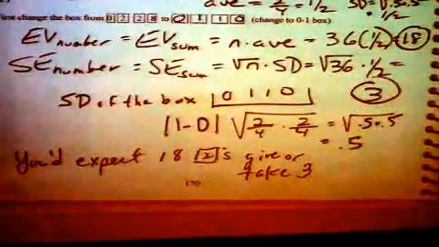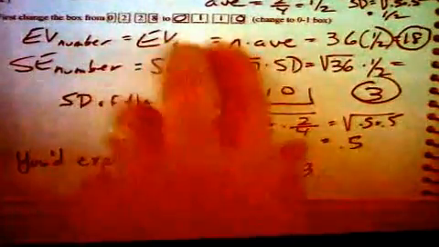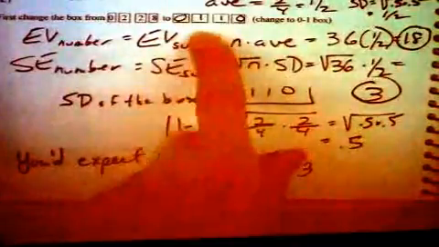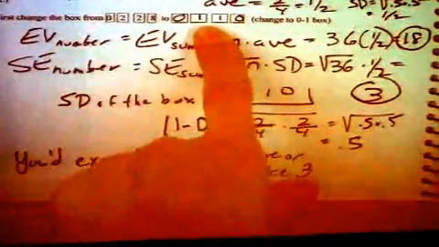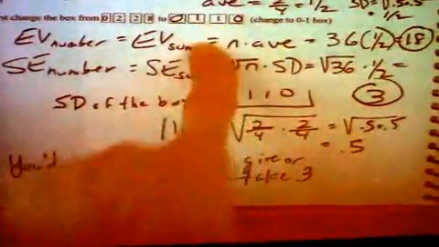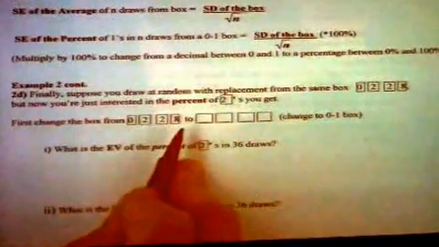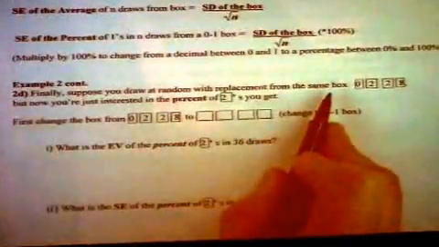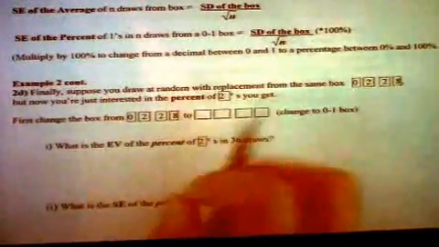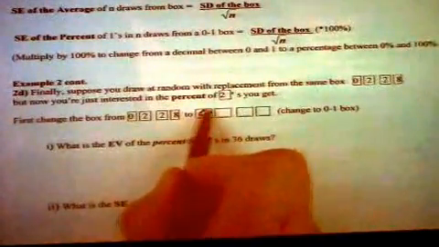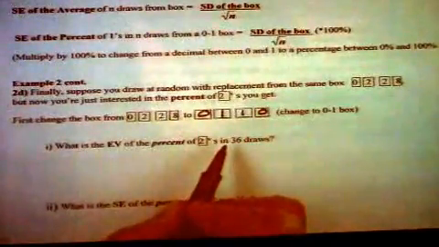All right, now we're going to do this: when you change to a 0, 1 box, you have percents. What's the percent? That's what we're going to do next, the expected value of the percent. It's exactly the same thing. All right, what percent would you expect? So you change to a 0, 1 box, and the expected value of the percent.